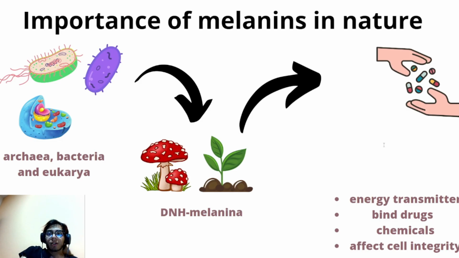Melanization is a process found in almost all domains of nature, archaea, bacteria and eukaryotes, although reports to date have focused on the bacteria and eukaryote domains. In the latter we find fungi, animals, and plants. In plants, the melanin is the DNH melanin. That type is a part of secondary metabolites.